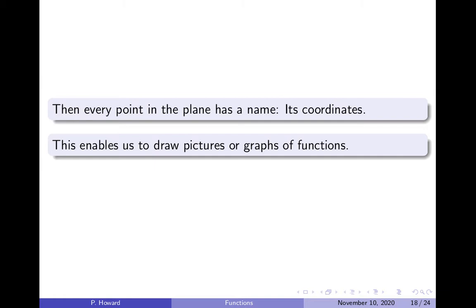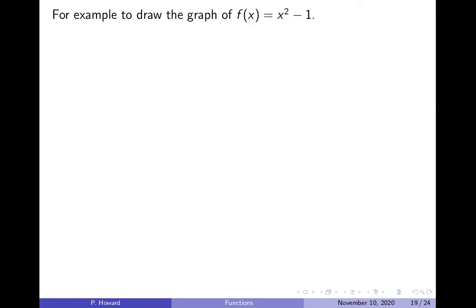So every point in the plane has a name, its coordinates, and the thing that this does for us is that it enables us to draw pictures or graphs of functions. A picture of a function in a coordinate system is called the graph of a function. Let's see how this works.